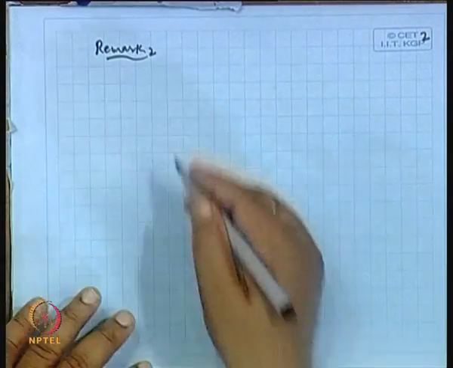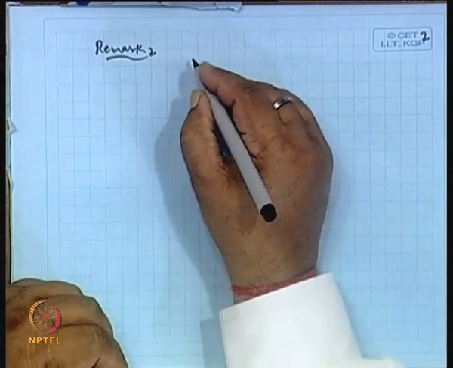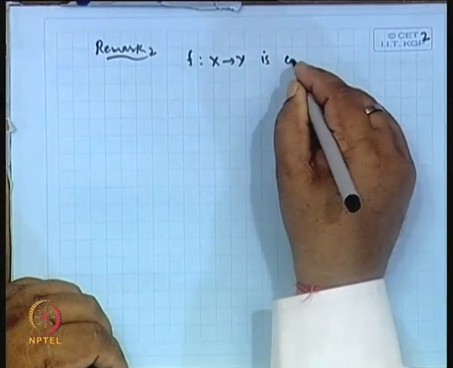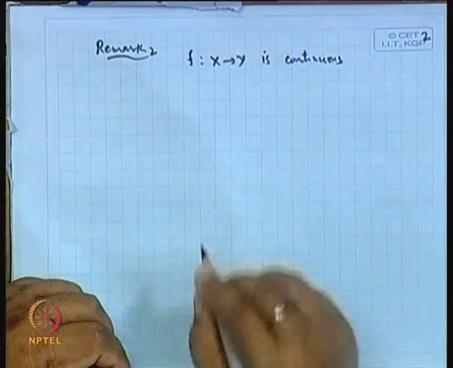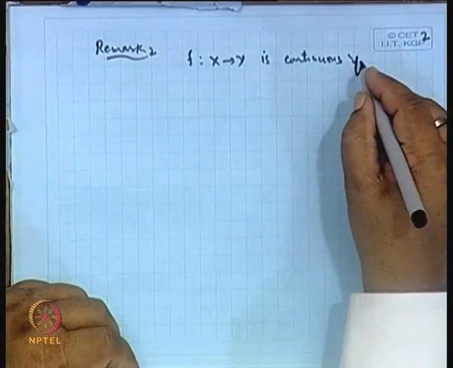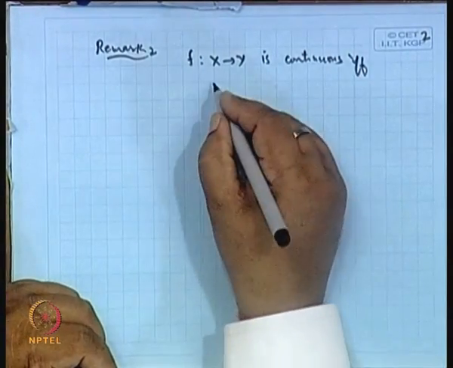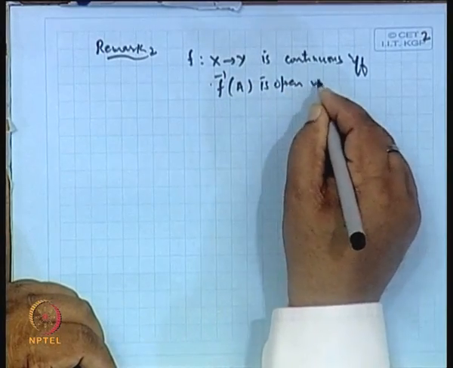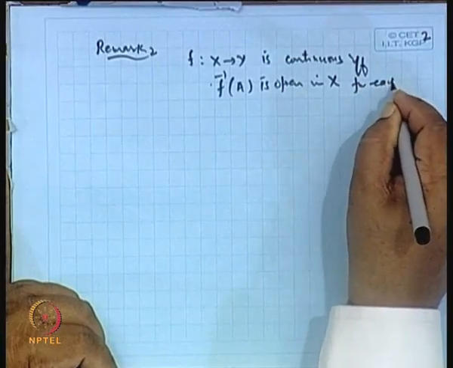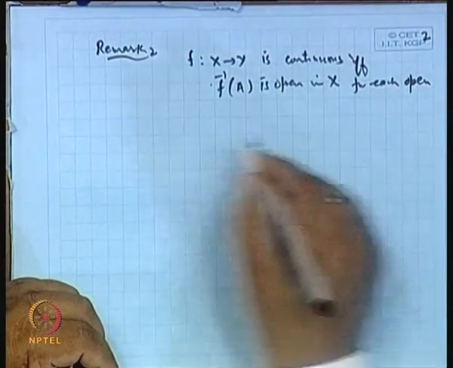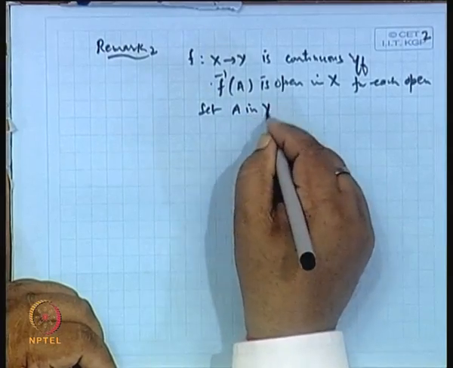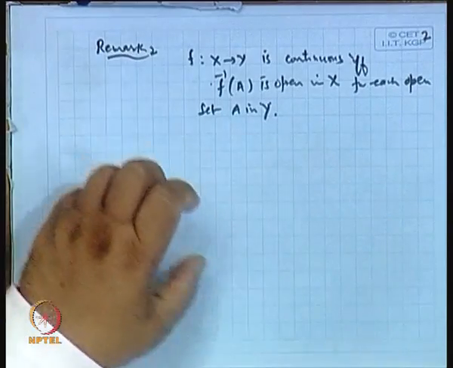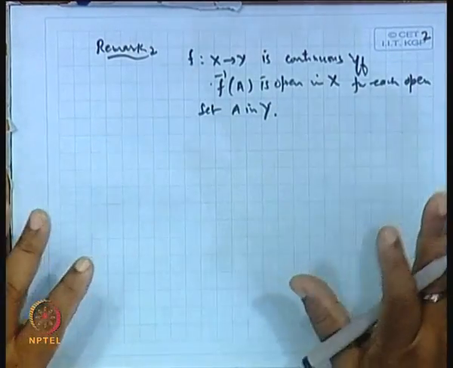Another point which we have already noted earlier is that a function f from X to Y is continuous if and only if the inverse image f inverse of A is open in X for each open set A in Y. That is, if the inverse image of an open set remains open, then such a function is said to be continuous, and vice versa.